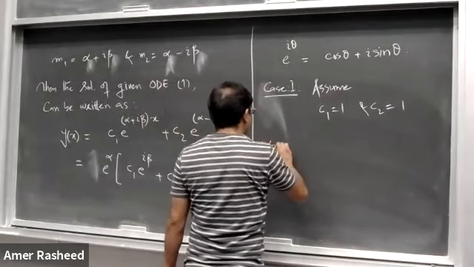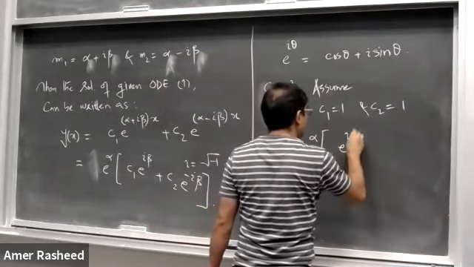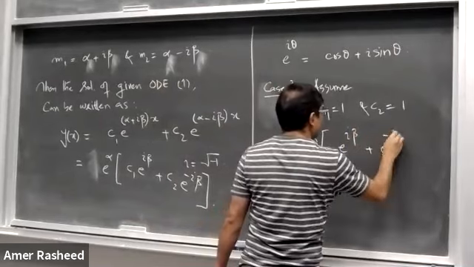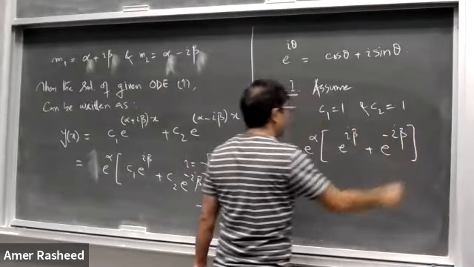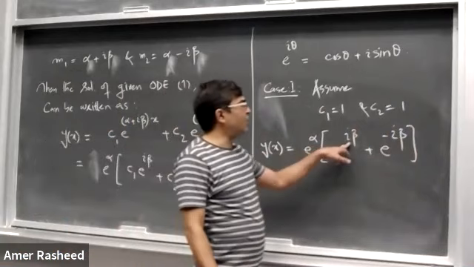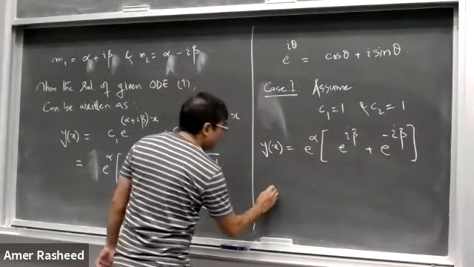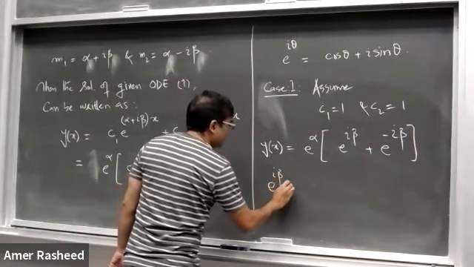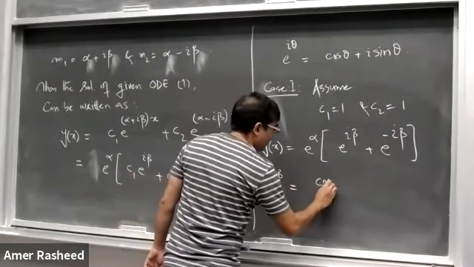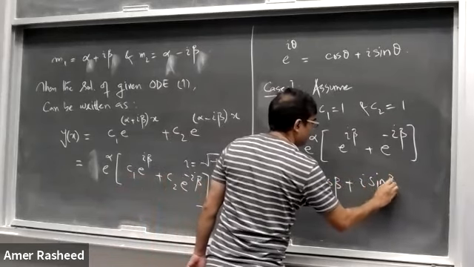y of x can be written in this form: e to the power alpha, e to the power iota beta plus e to the power minus iota beta. Now we have these two terms, e raised power iota beta and e raised power minus iota beta. Let's see what e raised power iota beta is. We can write it as cos beta plus iota sine beta.